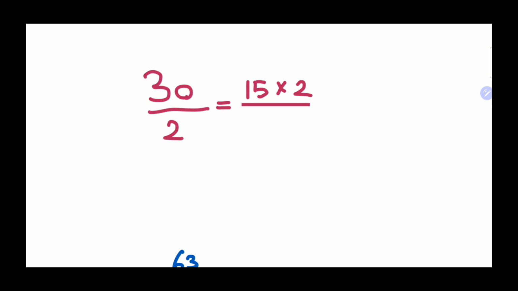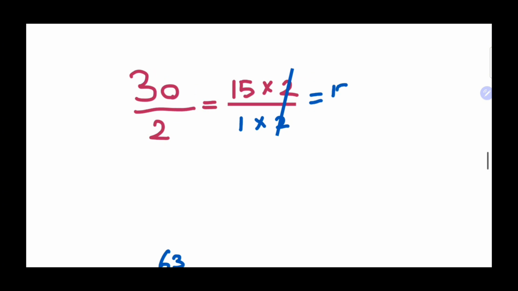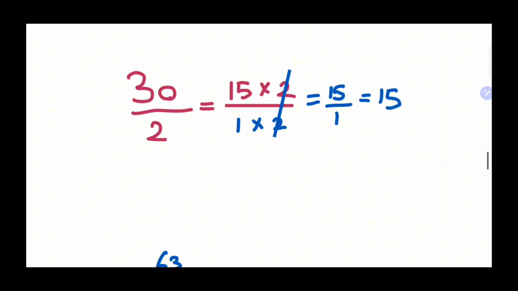But what factors makes up 2? We can say 1 multiplied by 2 would give us 2. And then what we want to do is to cancel the number that is common between the fractions. And now we're left with 15 over 1. Now every whole number has a denominator of 1, so 15 over 1 is the same as saying 15. And that is a way in which we can reduce a fraction.